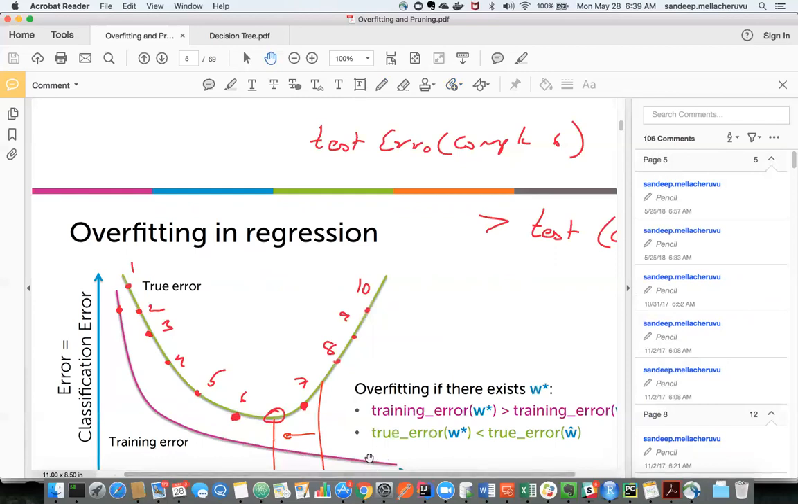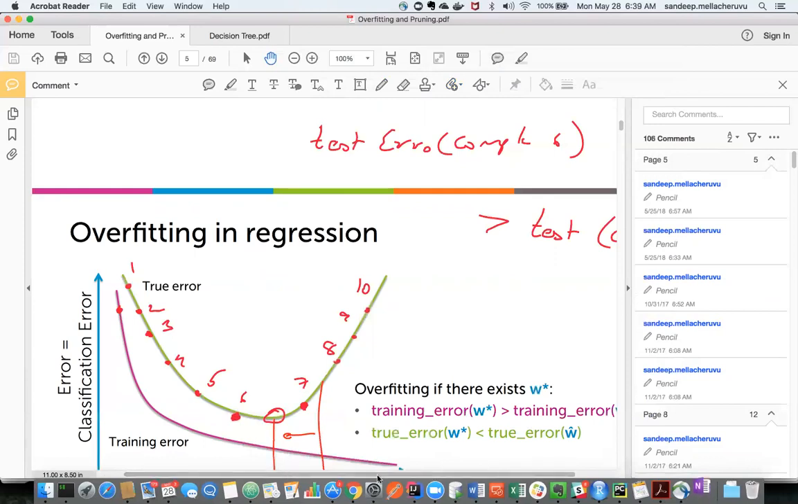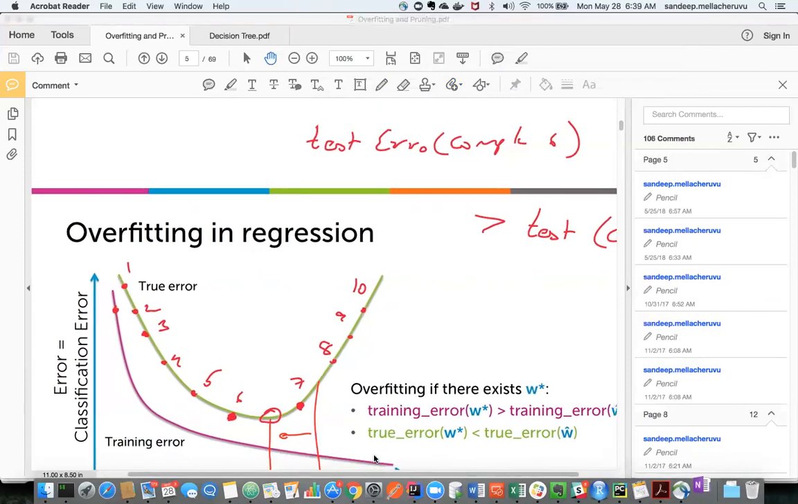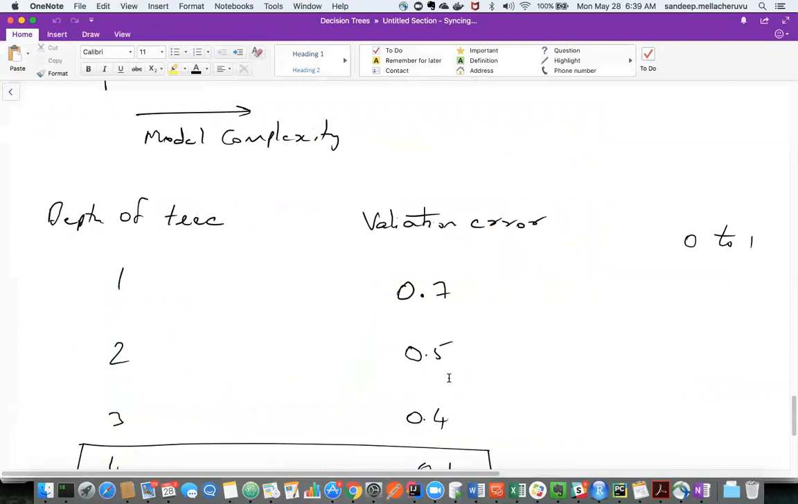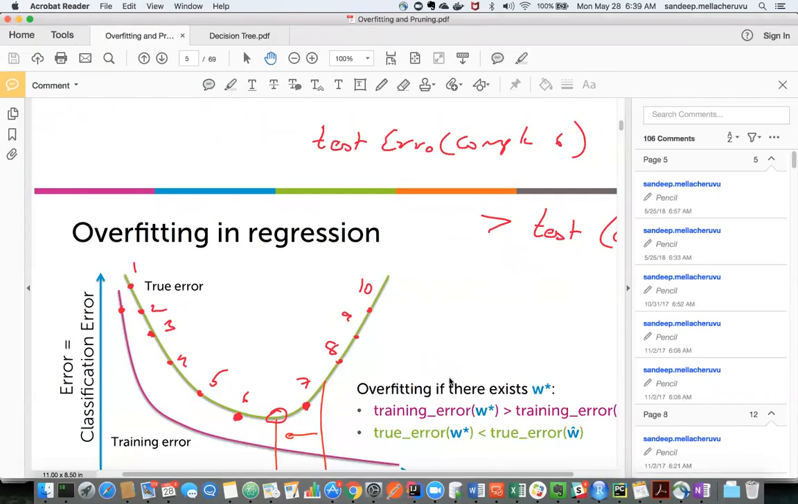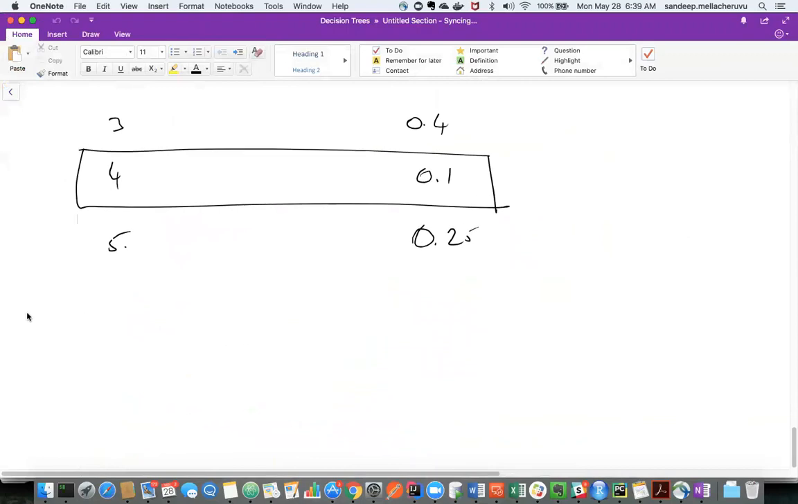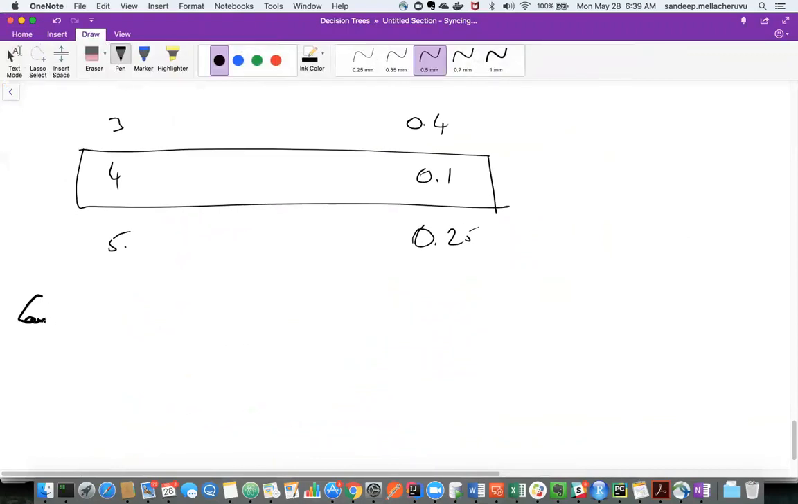So that's why we may not always want to fit the training data set perfectly. And secondly, we also may not want trees that are too deep. The moment the tree depth is too much, so let me write the causes of overfitting in decision trees as a summary.